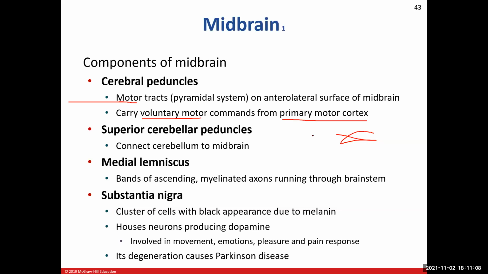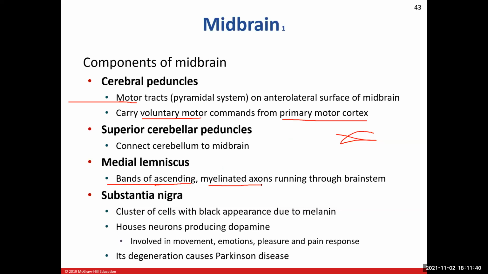Then we have a pathway here called the medial lemniscus. It is made up of ascending tracts, so that means we're dealing with sensory information. It's this sensory input that travels in this grouping of tissue called the medial lemniscus, which is actually myelinated axons. We'll see the medial lemniscus run all the way through the brainstem, so through the midbrain, the pons, and the medulla oblongata.